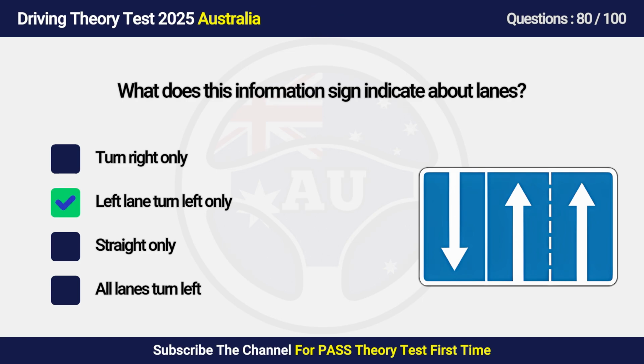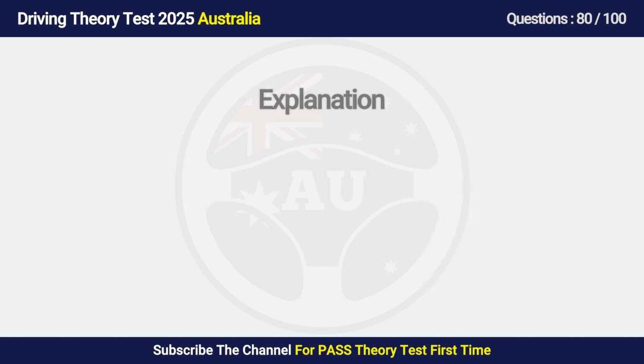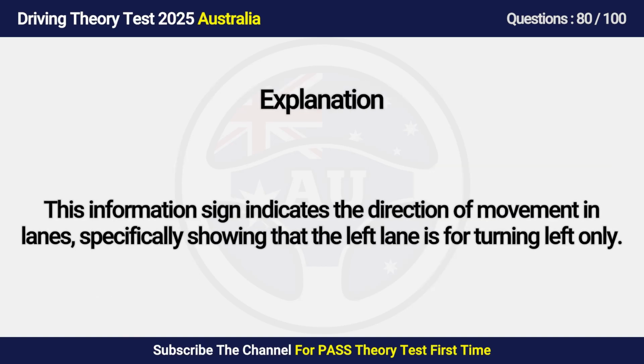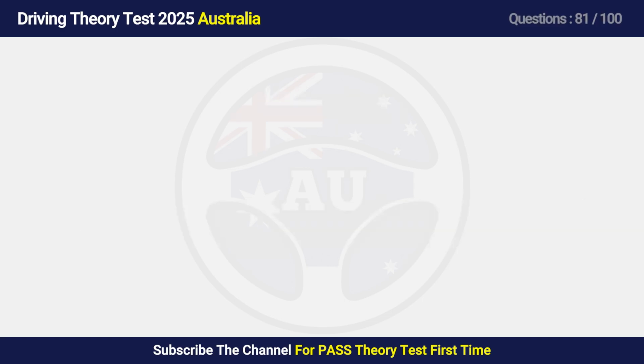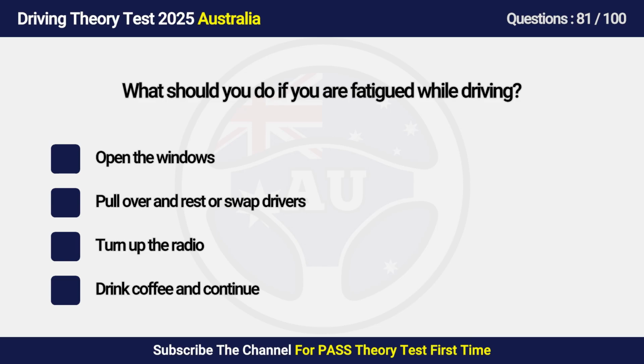Answer is B, left lane turn left only. This information sign indicates the direction of movement in lanes, specifically showing that the left lane is for turning left only.